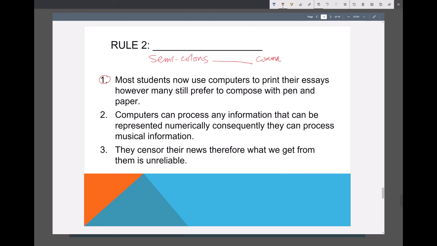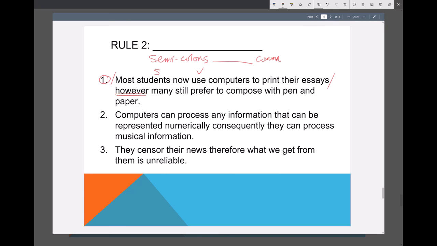Have you figured it out? Let's try the first sentence. Most students now use computers to print their essays. Well, that's your first clause, right? Most students now use computers to print their essays. And then you have a transition word here, however.